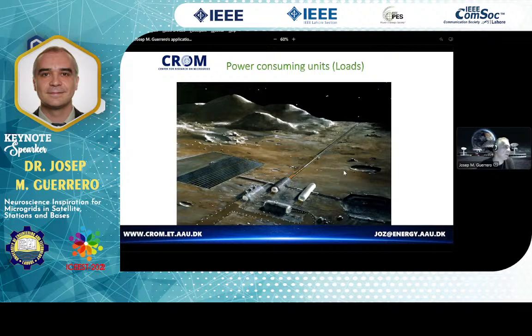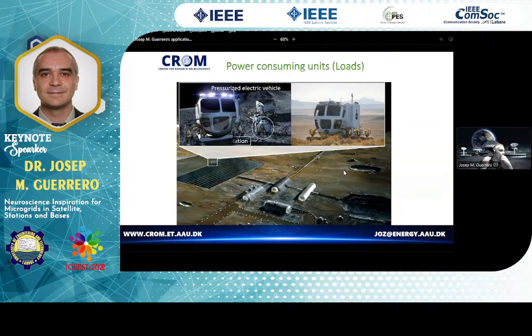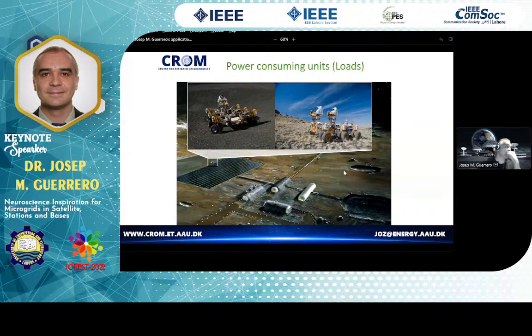So that means that these three things will be placed, and also communications will be important, because on the moon we'll have our own internet. It's called LunaNet. LunaNet will come with communication stations and with our own satellites. We also have pressurized electric vehicles and unpressurized old-fashioned electric vehicles.